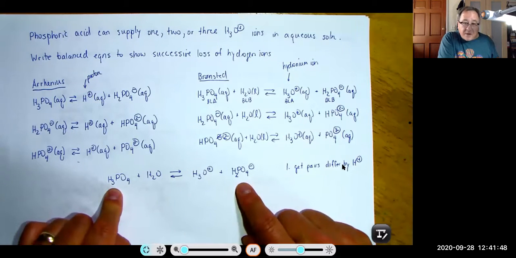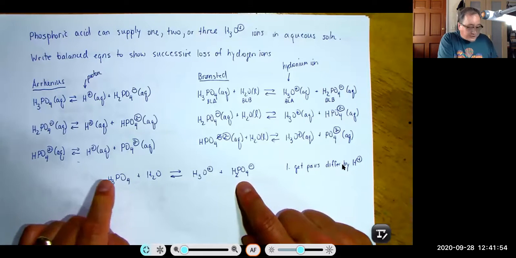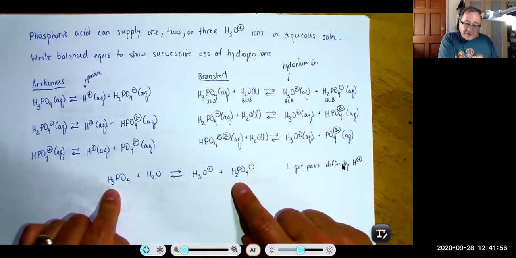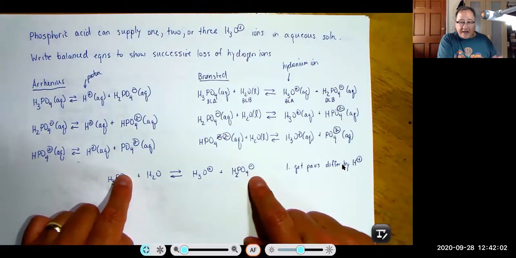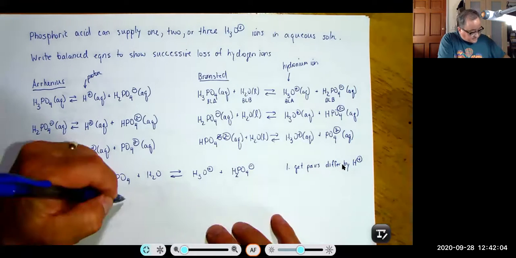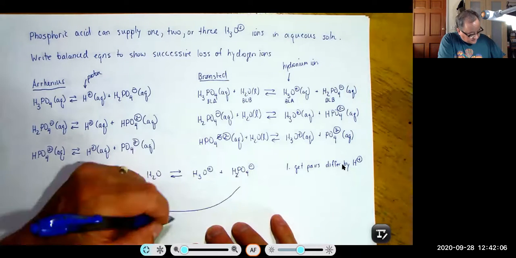Do these differ by one hydrogen and a plus charge? And the answer is yeah: 3 hydrogens, 2 hydrogens, 1 phosphorus, 1 phosphorus, 4 oxygens, 4 oxygens, 0 charge, -1. It differs by an H plus. So that makes this a pair.